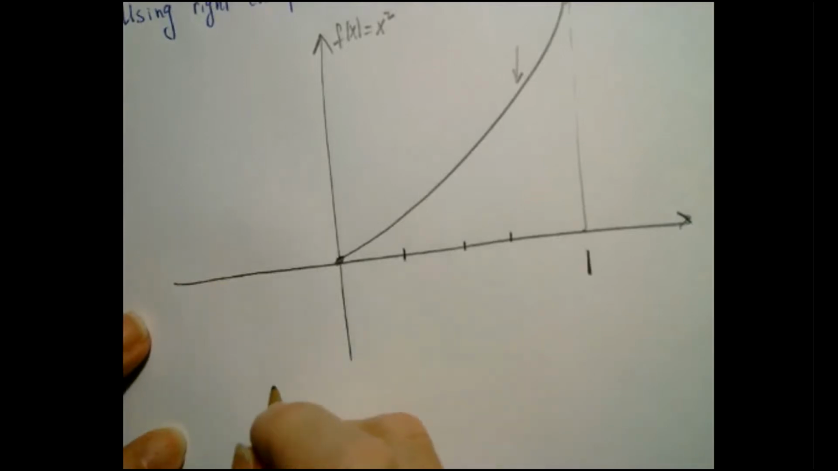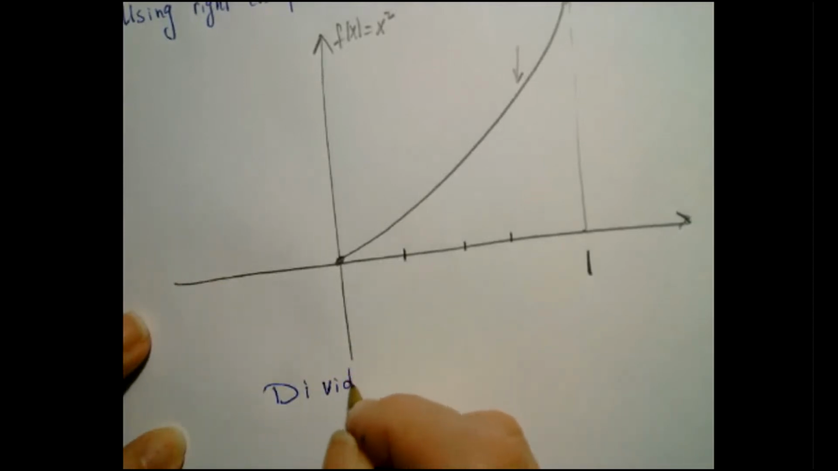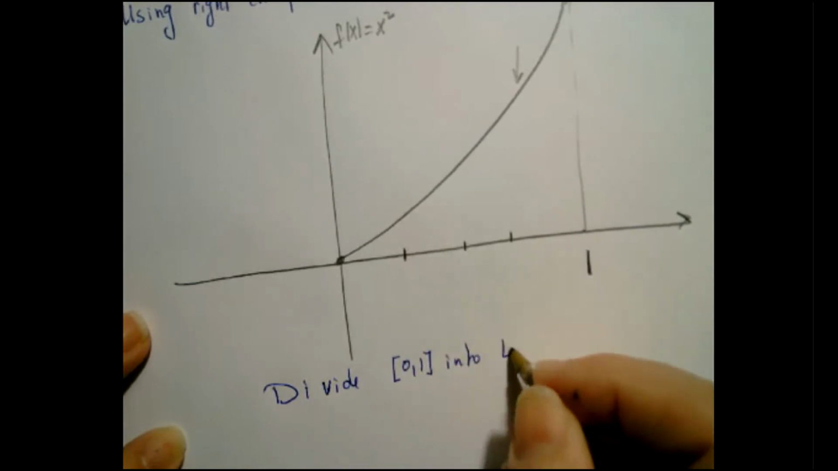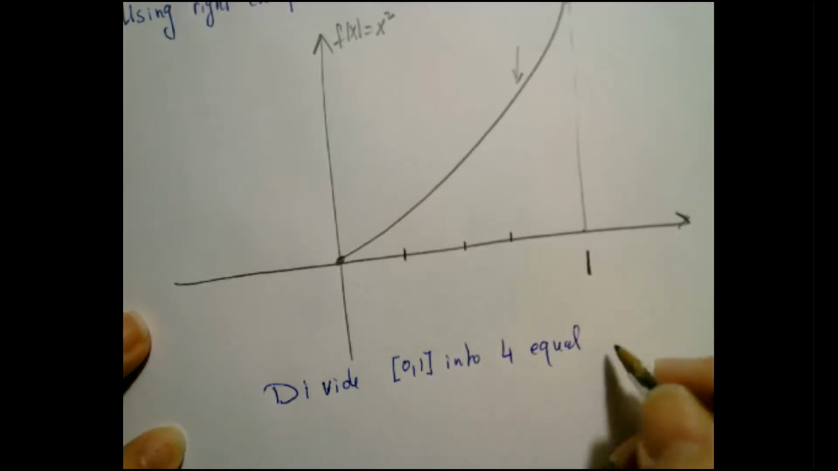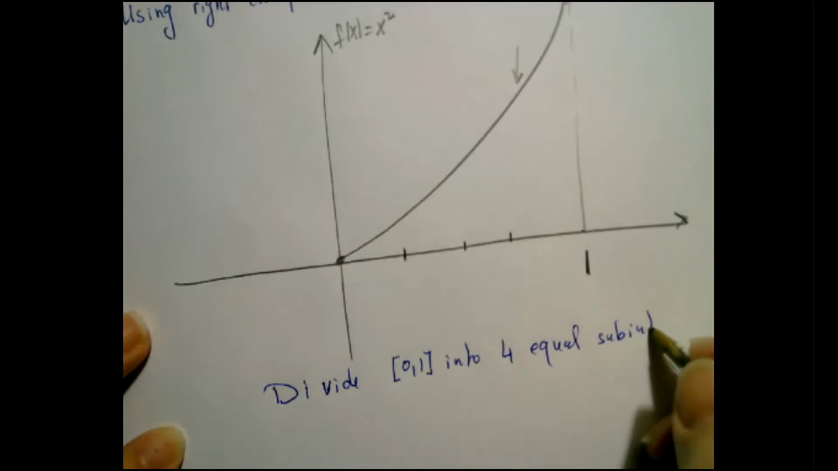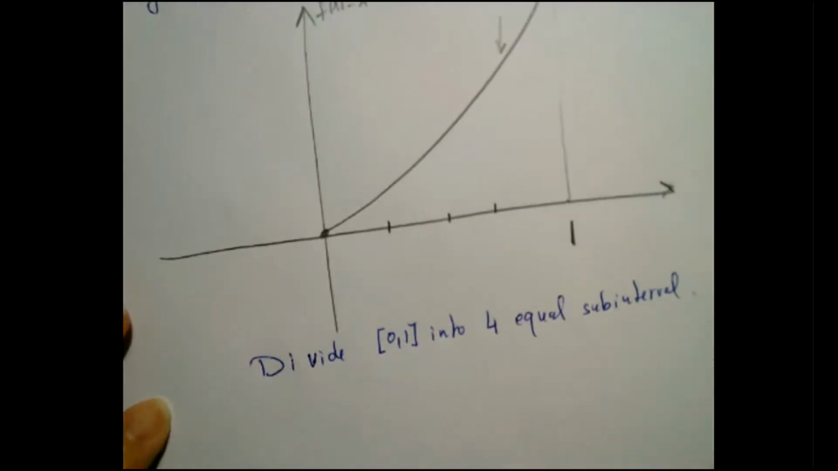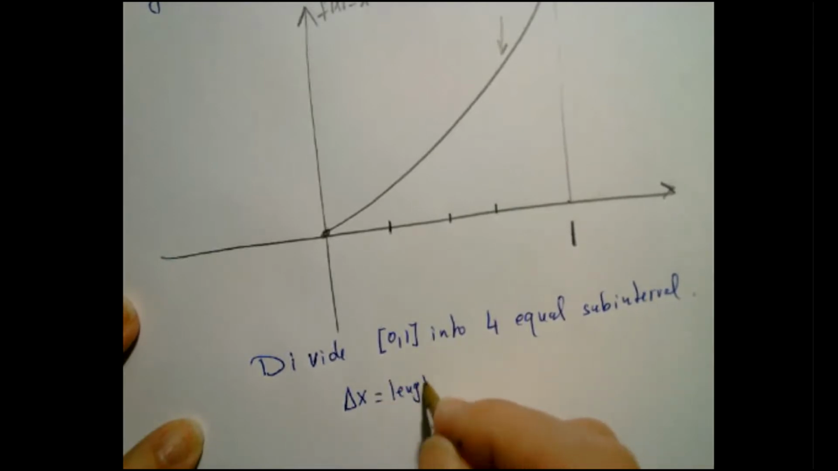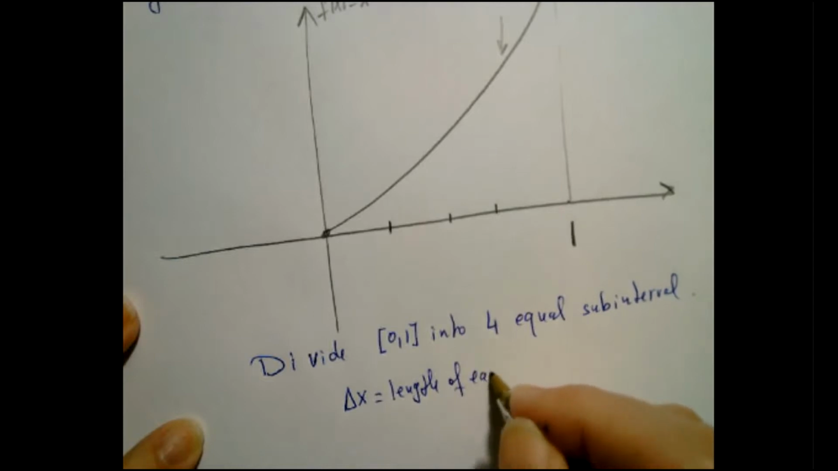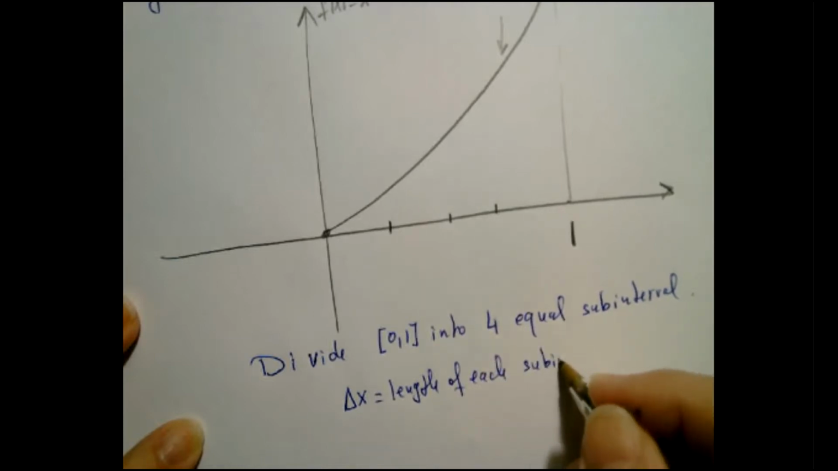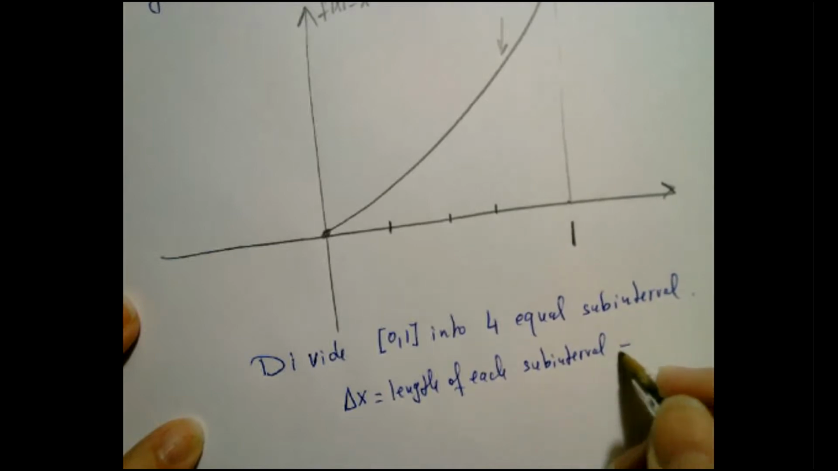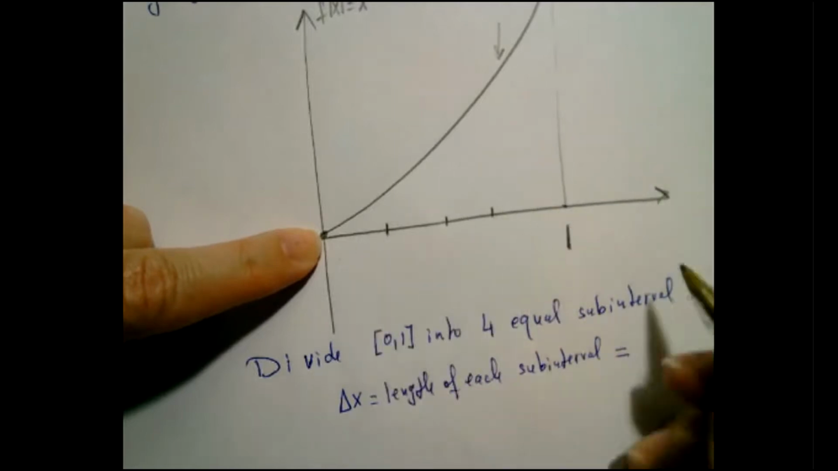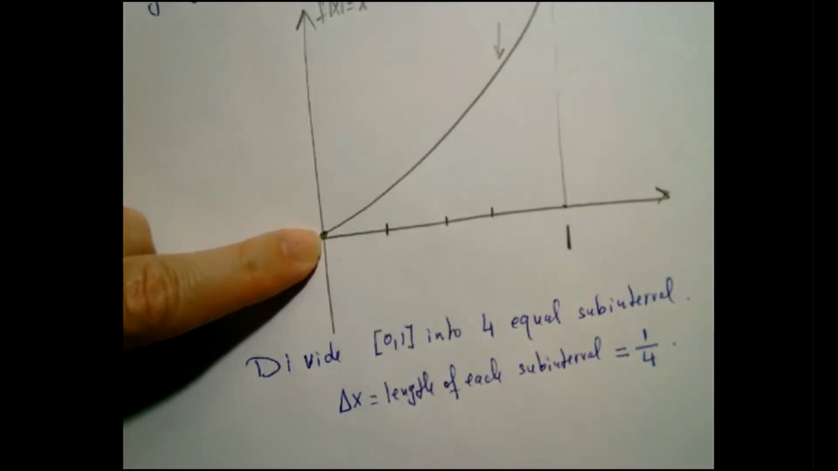So we're going to divide the interval 0, 1, into 4 equal subintervals. Why 4? Because I told you I want 4. And I'm going to call delta x the length of each subinterval. The length of each subinterval means delta x equals... Now the length of the whole is 1. If I divide it in 4 pieces, it's going to be, in this problem, 1 over 4.